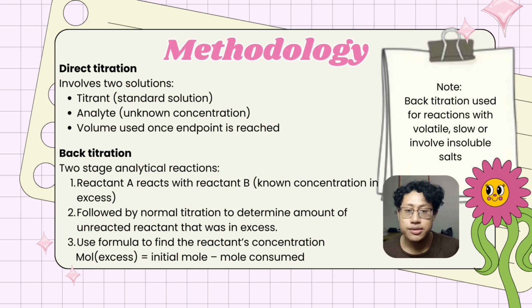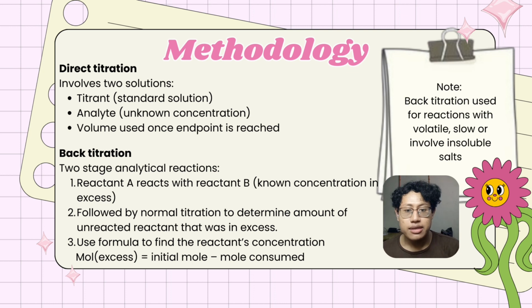Now, back titration, or indirect titration, uses a two-stage analytical method, or two different reactions. The first reaction is between the substance of interest, let's say reactant A, with a reactant B which has a known concentration, in excess. The second reaction involves a normal titration to determine the amount of unreacted reactant B that was in excess.